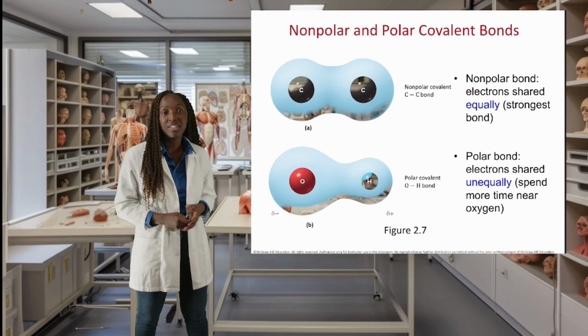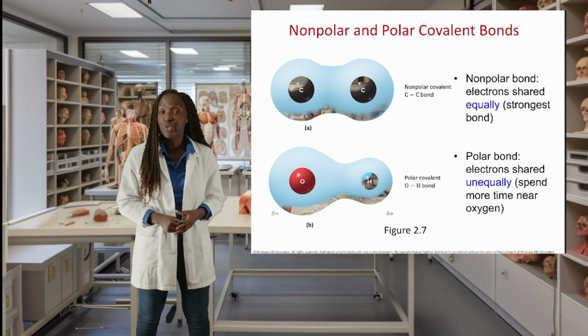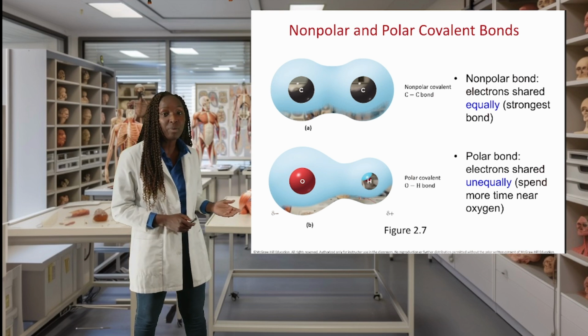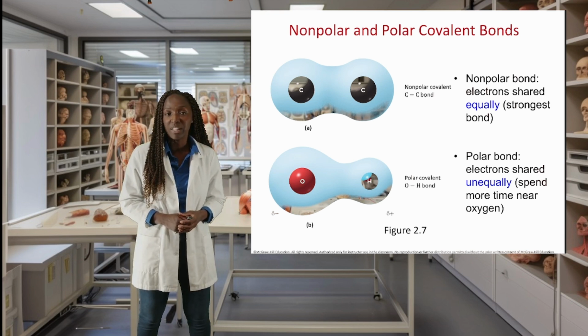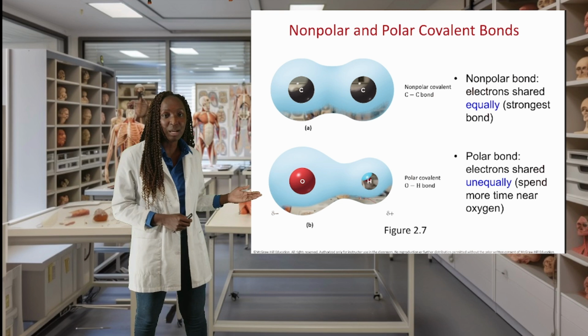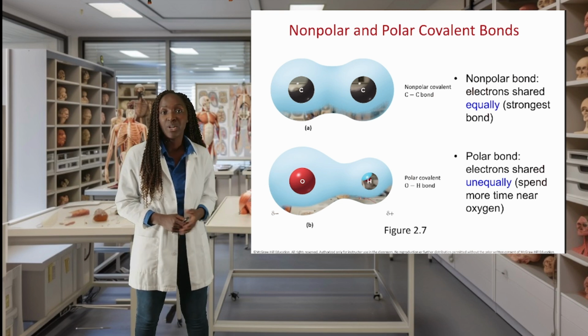In nonpolar bonds, electrons are shared equally. This is the strongest type of bond. In polar bonds, electrons are shared unequally. They spend more time, in this example, near the oxygen than the hydrogen.